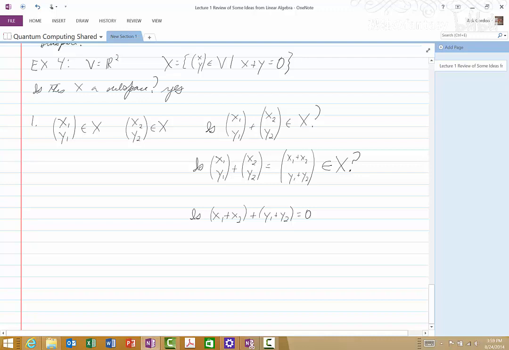Now, you might think at the moment that this is sort of a hopeless question to answer because we don't know what x1, x2, y1, and y2 are. But I'm going to proceed in the following way. These are just numbers. So I can regroup this, rearrange the order, like this.